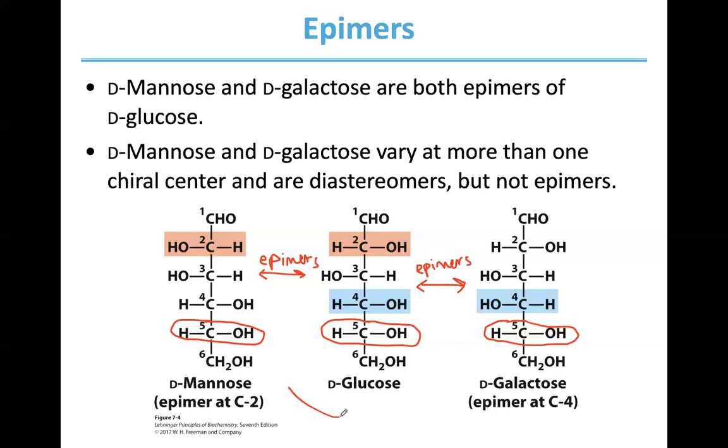And then the last question is for you. What's the relationship between galactose and mannose? If these are epimers, are these epimers too? Mannose and galactose? No. Why are they not epimers? Yes, more than one carbon. We actually have two carbons which have different stereochemistries: carbon 2 has different stereochemistry, and carbon 4 has different stereochemistry. So what's the proper word for the stereochemical relationship between these two? Diastereomers. Just diastereomers, which are not epimers.